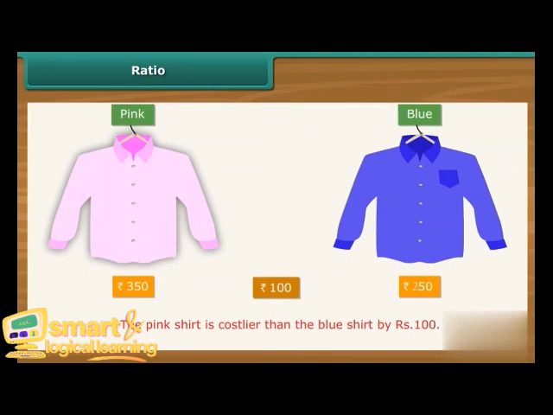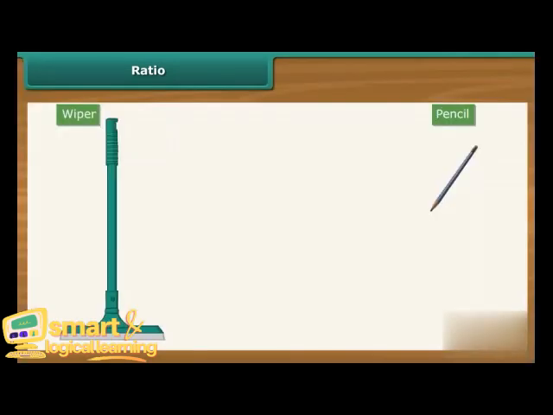Comparison by difference does not make sense when we compare quantities and values that are wide apart. For example, suppose we compare a 6-inch long pencil with a 48 inches long wiper. The wiper is 42 inches longer than the pencil. However, the difference does not bring out clearly the extent of variation in the lengths of the wiper and the pencil.